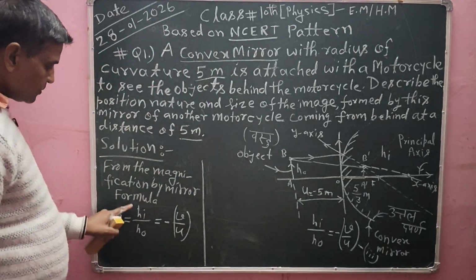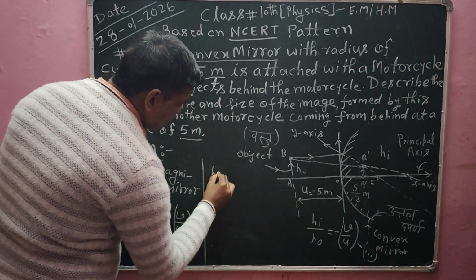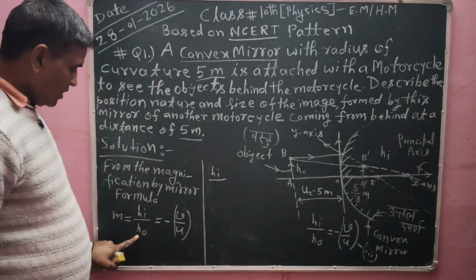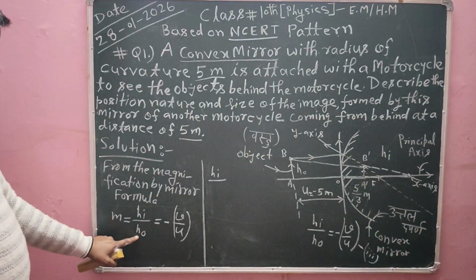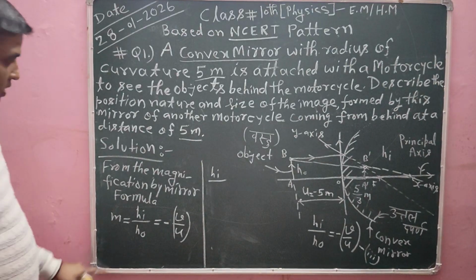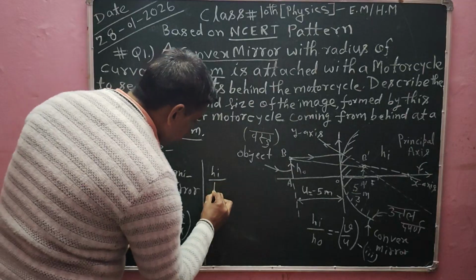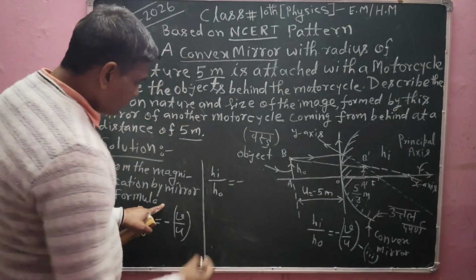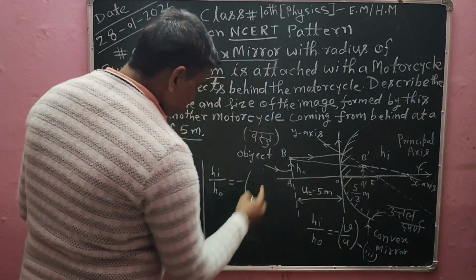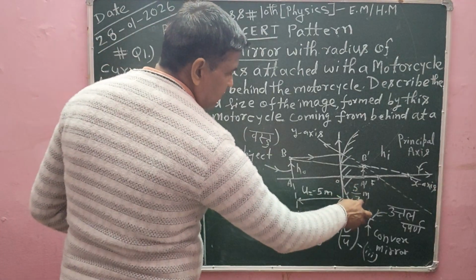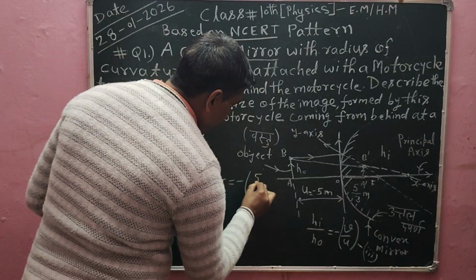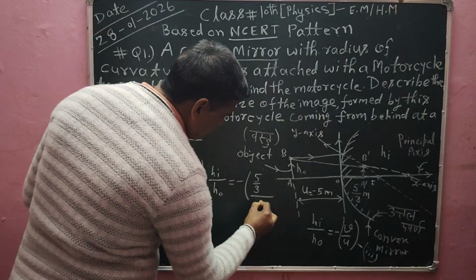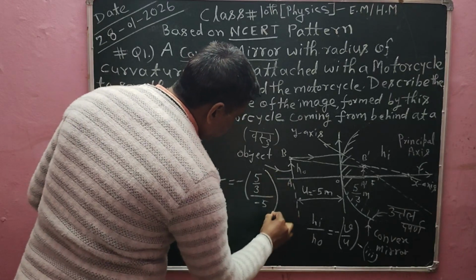Now here I am going to substitute the value of HI. Now value of HI I have to calculate, but the value of HO I have to use. HO is equal to, here I will put minus the value of V that is available in the question. The value of V is 5/3 meters. So here I will write 5/3 divided by the value of U, I have to put here minus 5. Okay, further I will simplify.